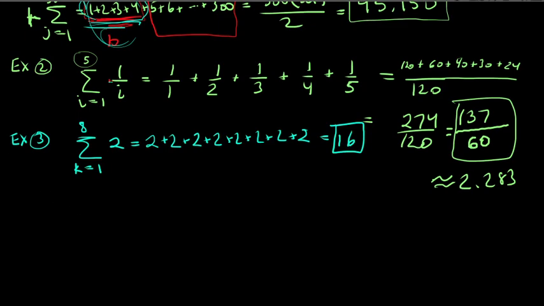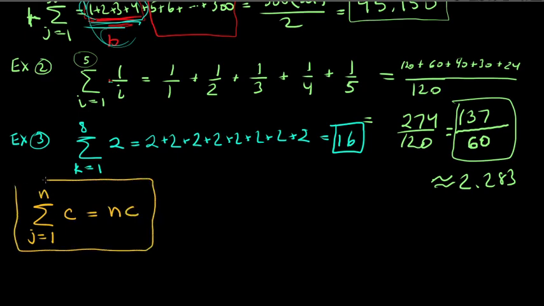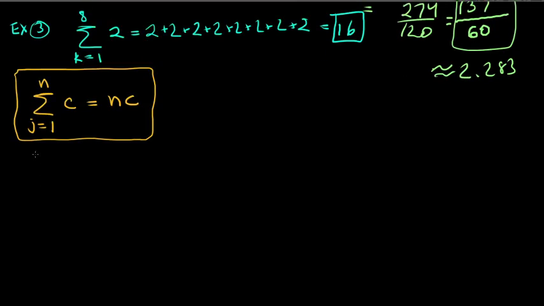So generally speaking, if you're going from, I'll use j again, j goes from 1 to n of some constant c, you're just multiplying n times c. Okay, so remember that. Also remember that when you're going from j equals 1 to n, and you're adding up the integers, you get n times n plus 1 divided by 2.